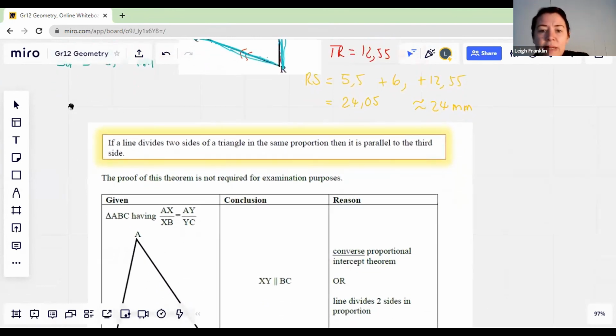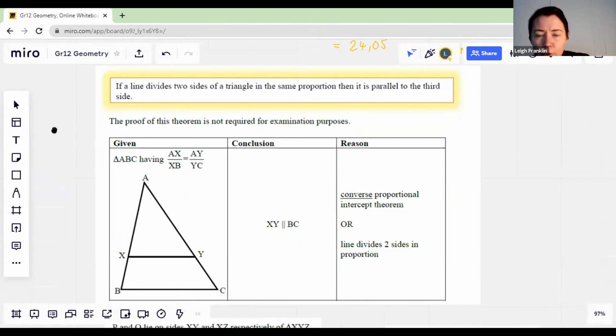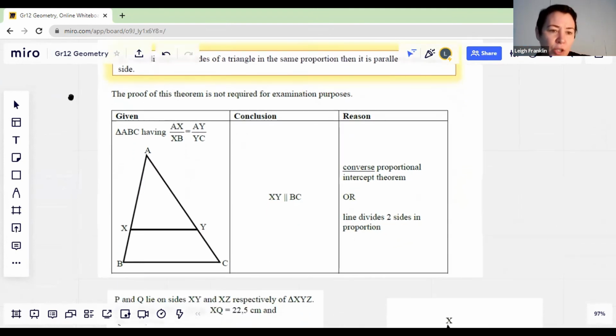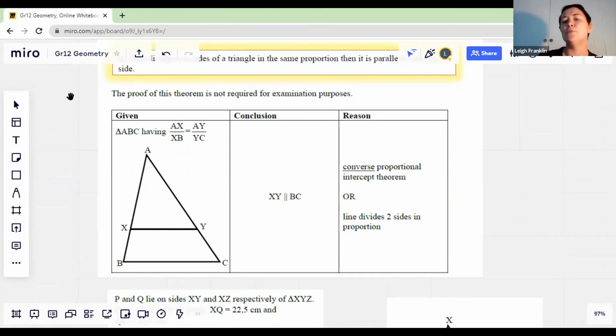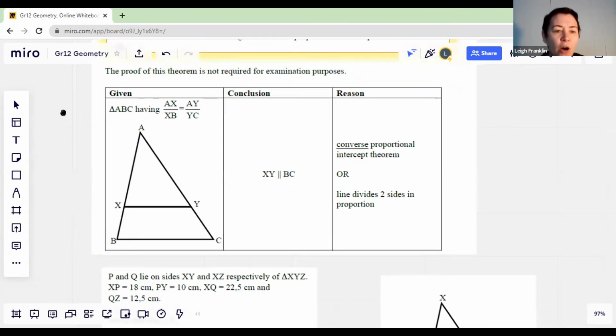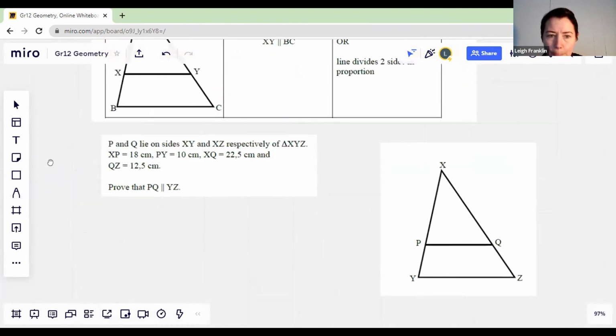So now we need to talk about the converse. The converse of the proportionality intercept theorem tells us that if a line divides two sides of a triangle into the same proportion, then that line is parallel to the third side. The proof for this theorem is not required for examination purposes, but you've got to be able to work with it. So if we're given triangle ABC and they tell us that AX over XB is the same as AY over YC, we may conclude that XY is parallel to BC, and our reason would be converse prop int theorem. Is that okay? Yes, ma'am. Cool.